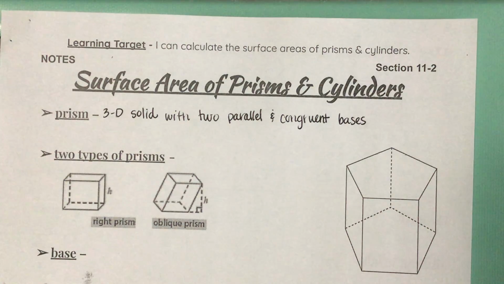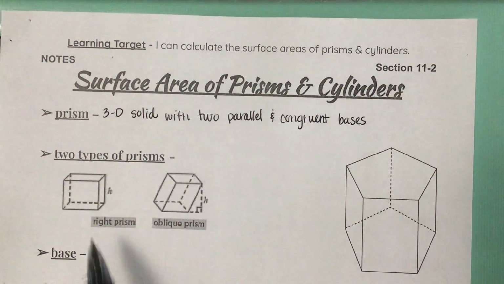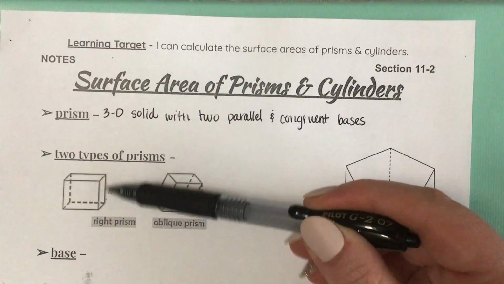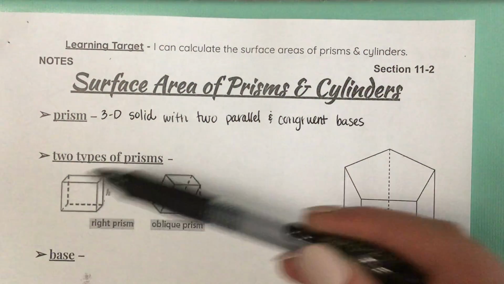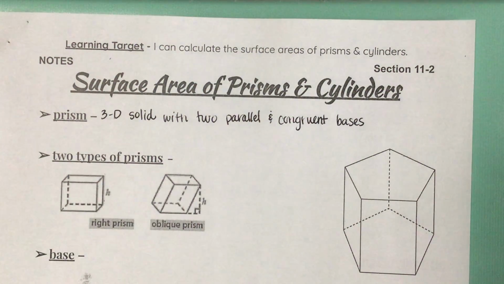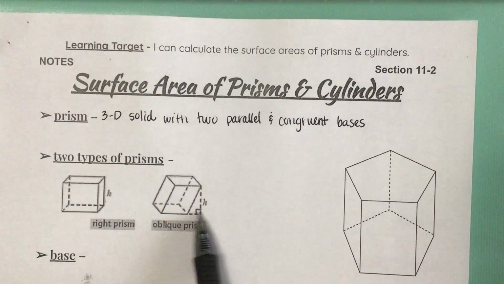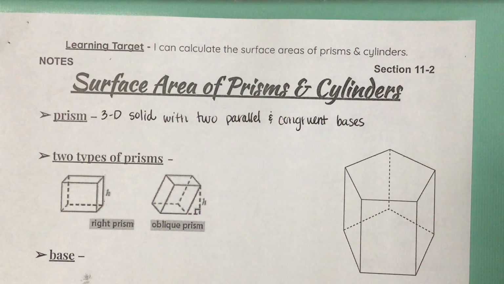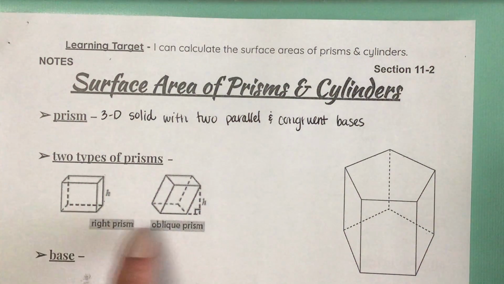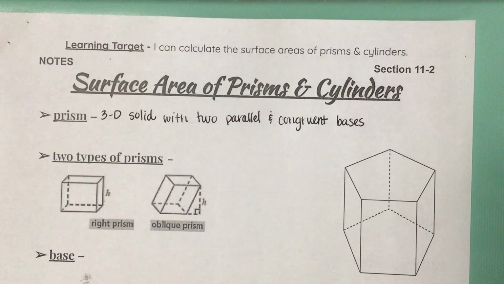Now we do have different types of prisms. We have right prisms, which means that it's kind of standing up straight. And this is probably something you're most familiar with. It's very much so like a box. And then we have an oblique prism, and that one's just going to be slanted, but that's okay. It is still a prism. So these are our two kinds of styles that you're going to see.